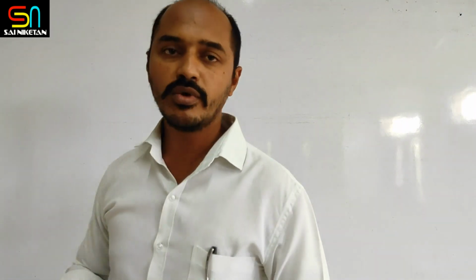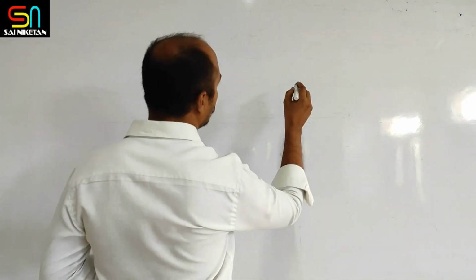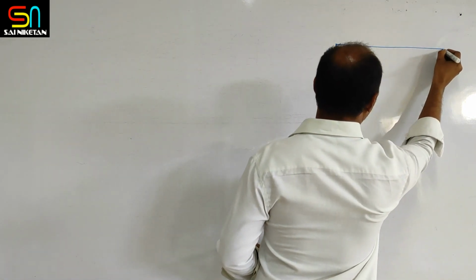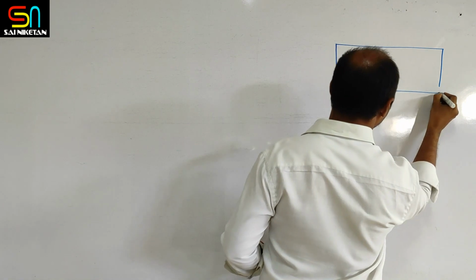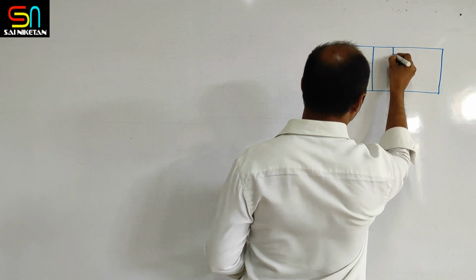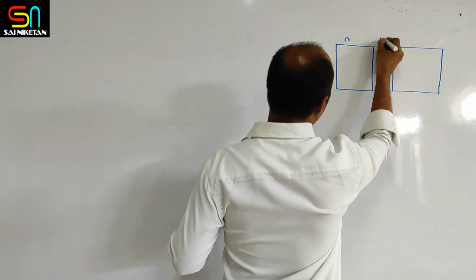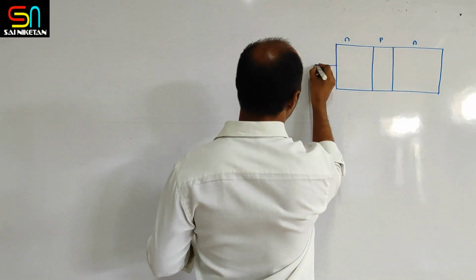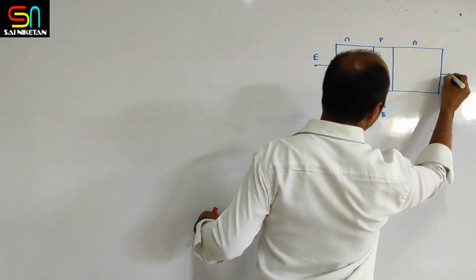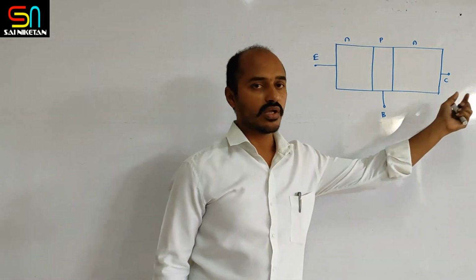Now we shall study what we mean by emitter, base, and collector. First, let me draw one reference transistor diagram so that we get a clear picture of what we are studying. This is the NPN or PNP transistor. I am taking an NPN transistor as an example. This is the emitter, this is the base, and this is the collector. How can we define the emitter, the base, and the collector?